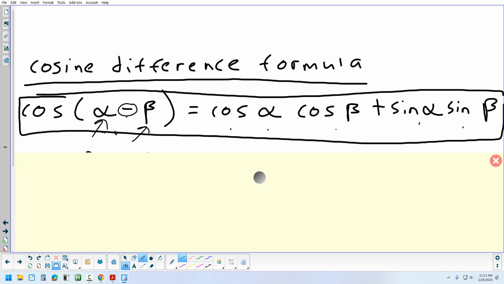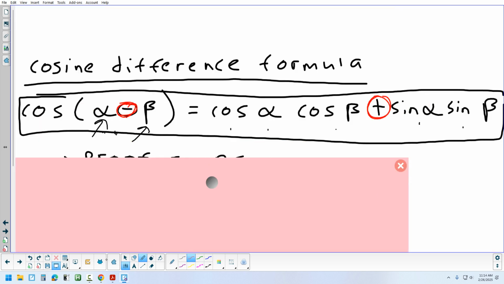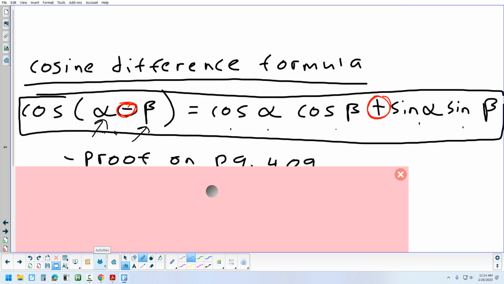A couple things to notice. Originally, you had a minus. When you rewrite it, it turned into a plus. With the cosine formula, whatever symbol is here, you always have the opposite one here. So if it's a plus inside, you'd have a minus over there. If it's a minus inside, you have a plus over there. So that's our first formula.